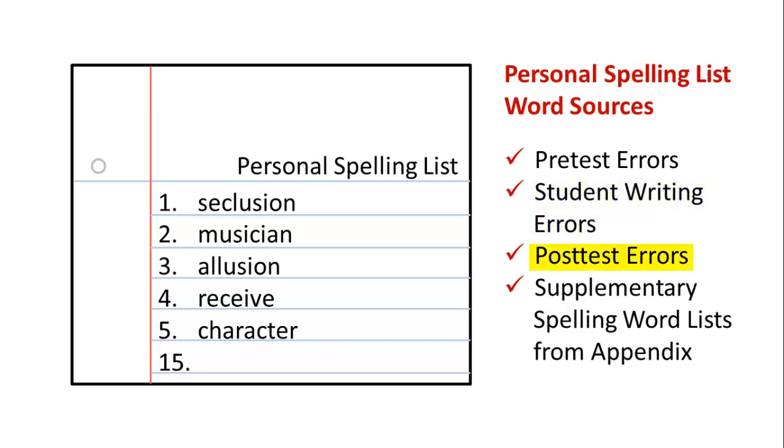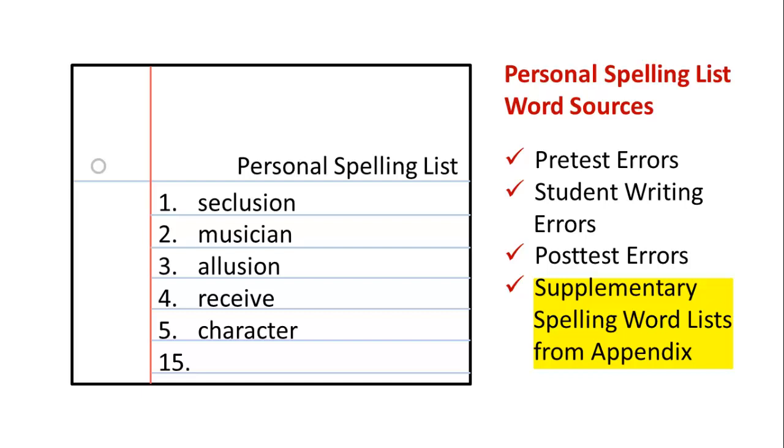Third, post-test errors. Have students add on spelling errors from the previous formative spelling post-test. Finally, supplemental spelling lists. Students add on unknown words from the appendix resources. The appendix includes commonly confused words, most often misspelled words, high-frequency words, and non-phonetic outlaw words.